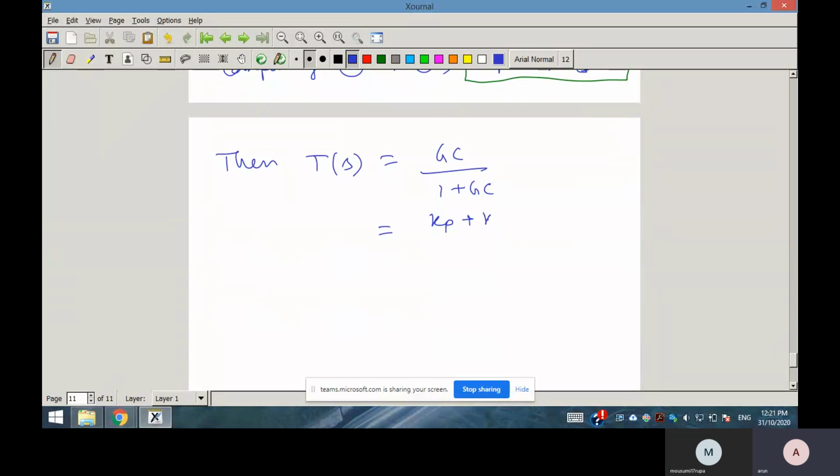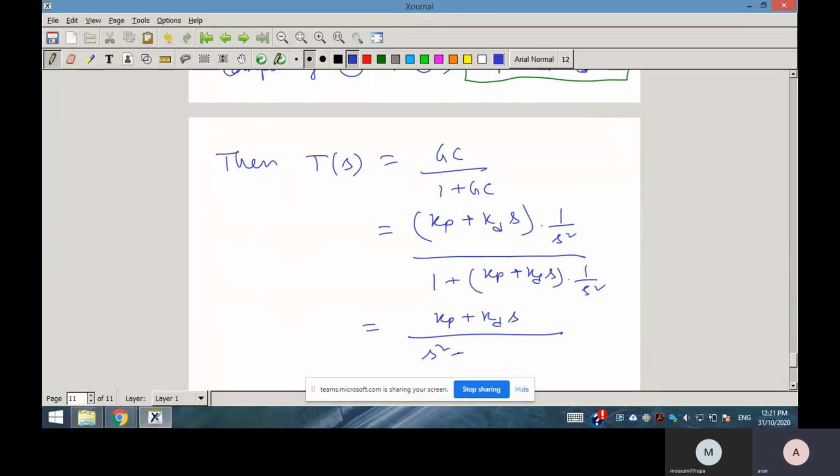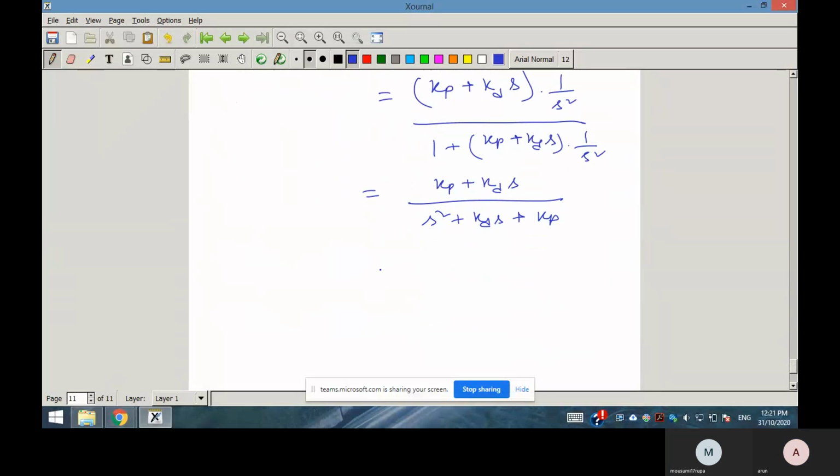Kp plus Kd into s, this is your C, and G is usual 1 over s square, and 1 plus GC is 1 plus Kp plus Kd into s into 1 over s square. So this will give you Kp plus Kd into s divided by s square plus Kd s plus Kp. So this is equal to 2 plus 3s divided by (s plus 1) into (s plus 2).